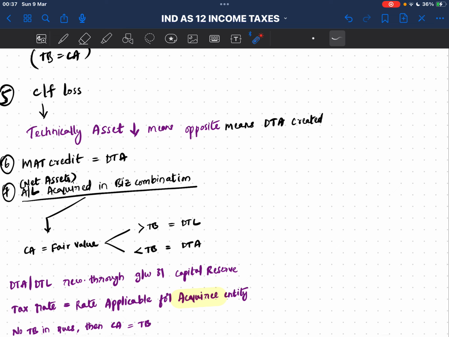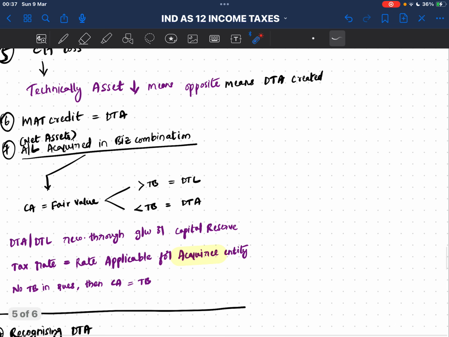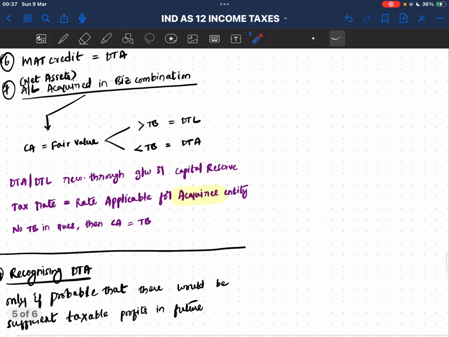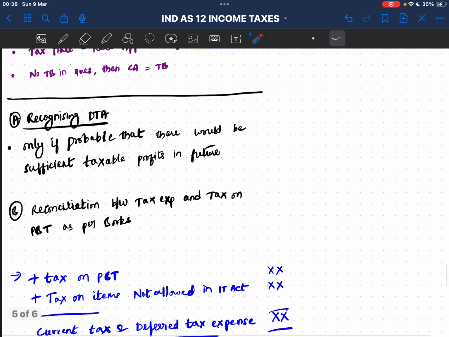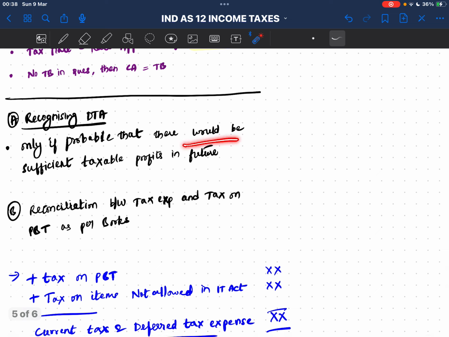Assets or liability acquired in business combination, the net assets. Carrying amount is equal to fair value of the net assets. If it is more than tax base, then it is DTL. Less than tax base, it is DTA. DTA DTL recognized through goodwill or capital reserve. Tax rate is equal to rate applicable for acquiring entity. If no tax base is given in the question, then carrying amount is equal to tax base. Recognize DTA only if probable that there would be sufficient taxable profits in future.